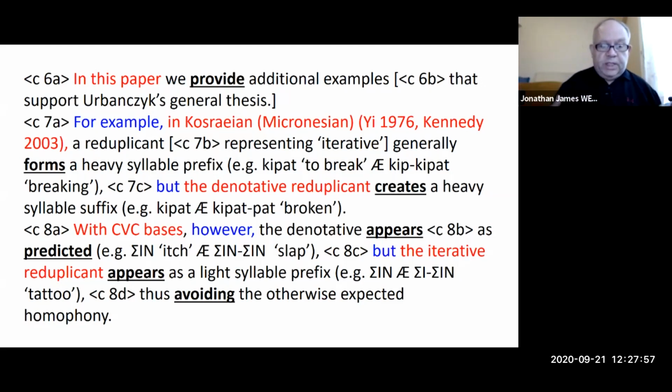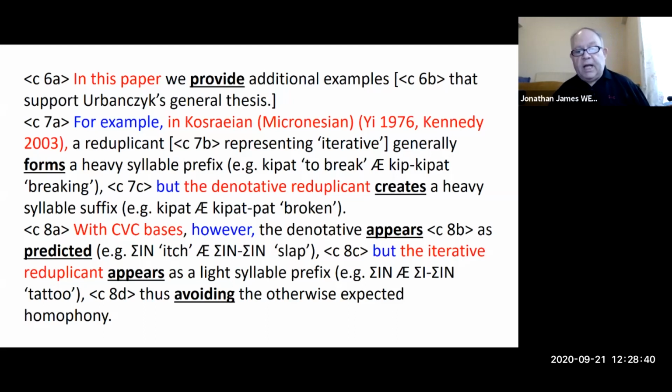But you've chosen instead to put in this paper. We provide additional examples. And what about those examples? Well, how would you describe them? That support Urbanchik's general thesis. So again, 6B, modifying examples. Think of it like this. The that here, you could just as well put a WH pronoun, which support Urbanchik's general thesis. Basically a relative clause. And that relative clause is modifying examples.